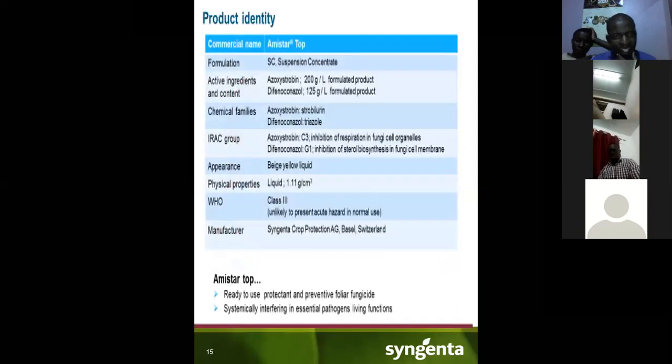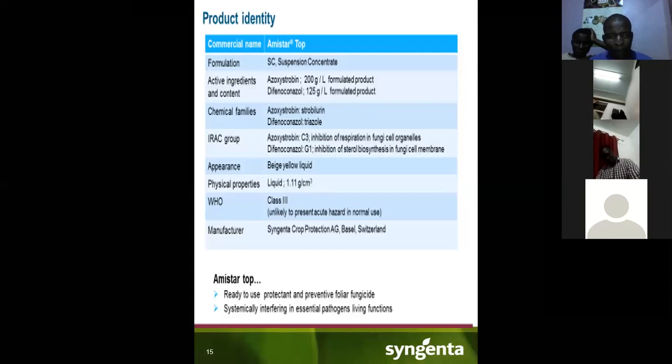Why have I chosen Amistar Top? Because it is also powered by two active ingredients, where we've got azoxystrobin and difenoconazole. What azoxystrobin does, it inhibits respiration, or it stops respiration of the fungus. So when the respiration of the fungus has been stopped, it means that the fungus would die.